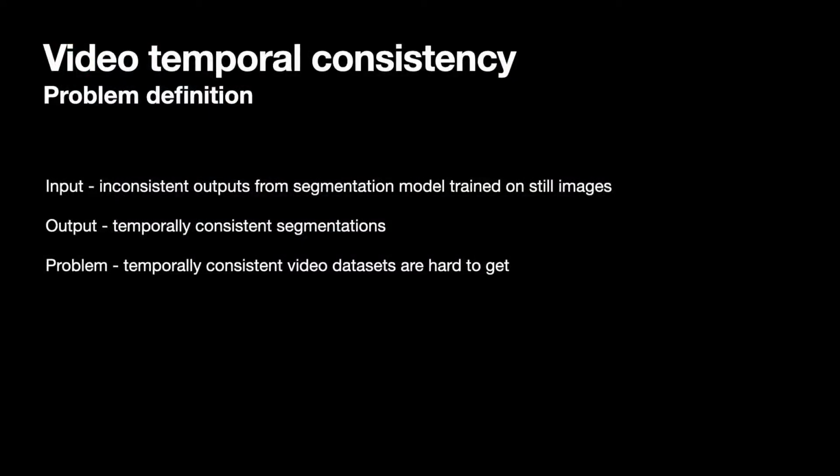First, let's define our problem. We assume that we have access to a model that was pre-trained on images of some domain, and we want to transfer this model to the corresponding video domain. We also assume that there are no dense video annotations for our video domain. This is a reasonable assumption, as video labeling is very labor-intensive.